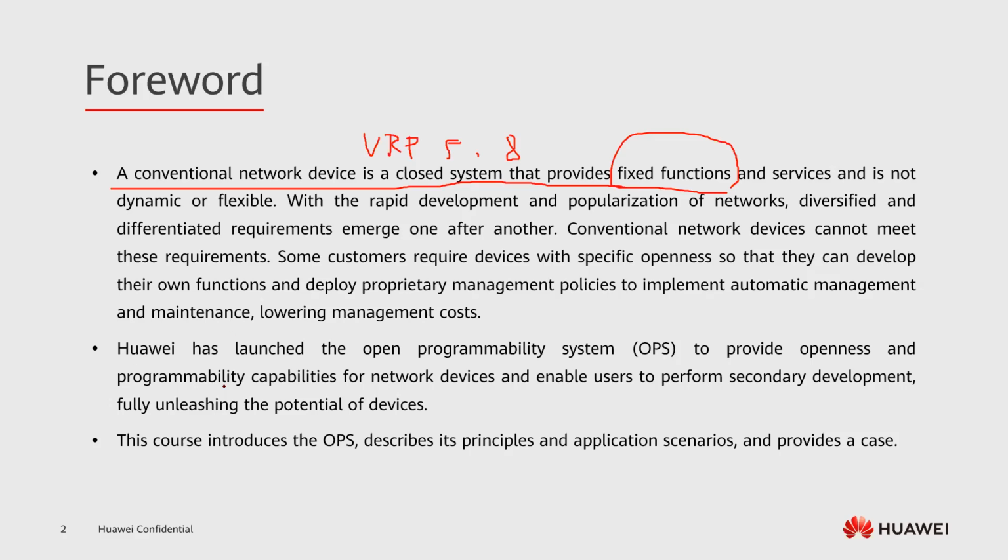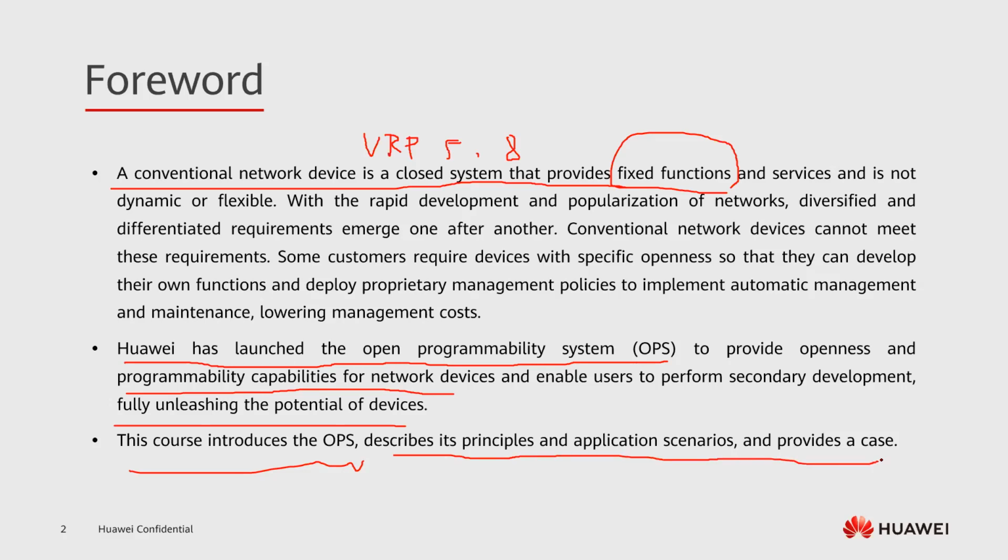When the network needs to be flexible, Huawei launched the Open Programmability System (OPS) to provide openness and programmability capabilities for network devices and enable users to perform secondary development, fully unleashing the potential of the device. So this course introduces OPS and describes its principle, application scenarios, and provides a case.